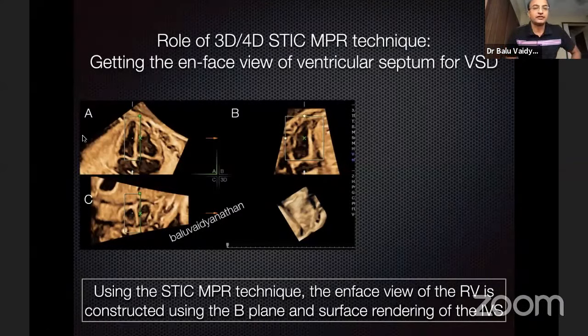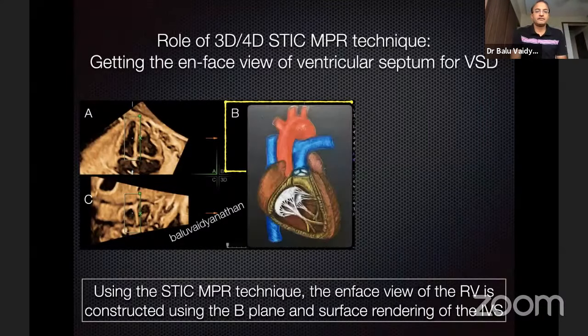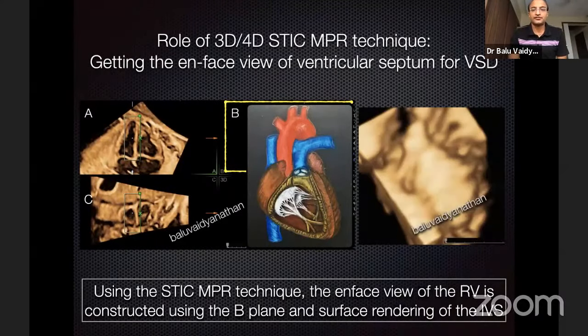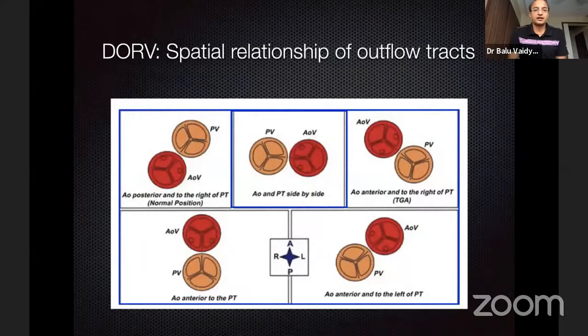And then you have different planes, like the A plane, which is a reference plane, the B plane, which is 90-degree orthogonal to the reference plane, and then the C plane, which is at the coronal level of the AV valve, the coronal plane. For the ventricular septum, we use the B plane, and then we can get the en-face view like this, and a picture can be rendered this way. And yesterday, I showed you how the different locations of the VSD can be elucidated.